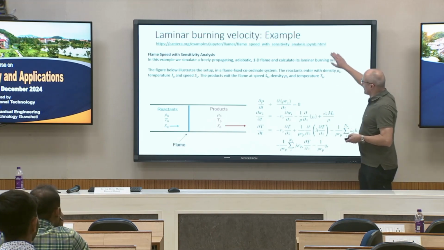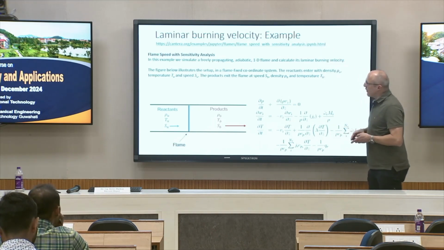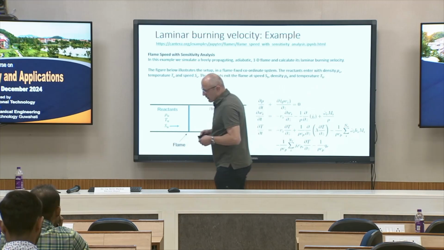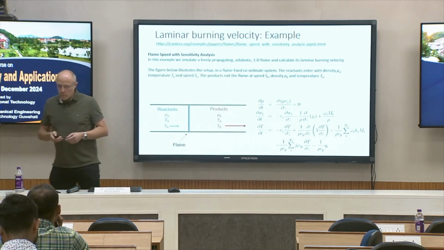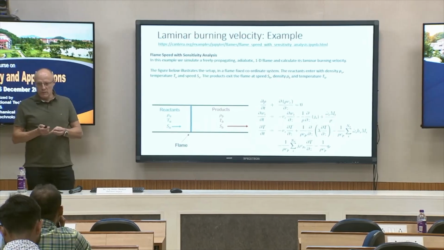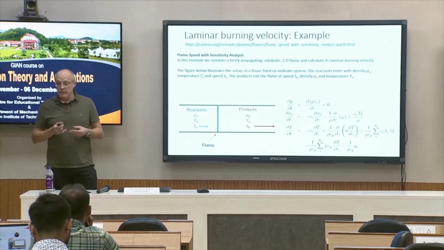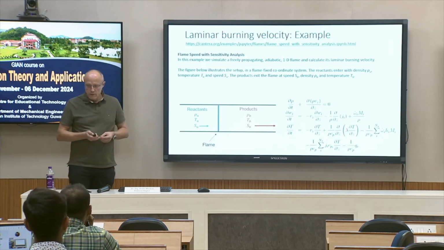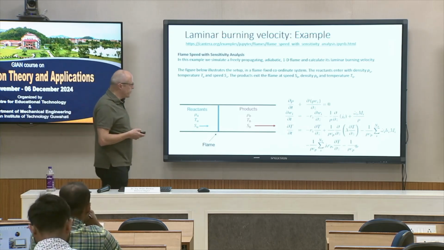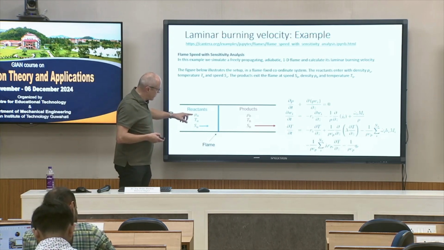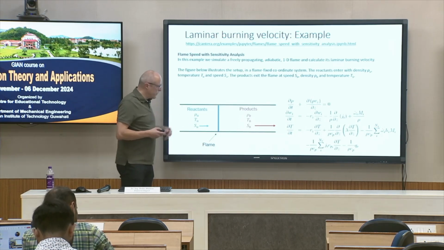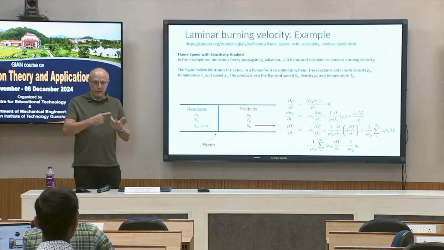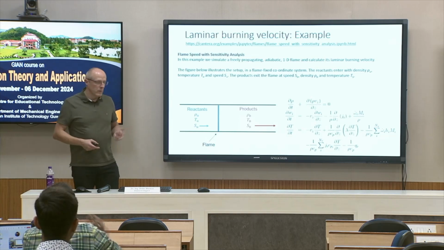So again, I will start with an example you can find here. How to calculate the laminar burning velocity, simulating a freely propagating adiabatic 1D flame using Cantera. Of course, what we need to know is the density and the temperature at the inlet condition. So mixture composition, pressure, temperature, again, we need to know.